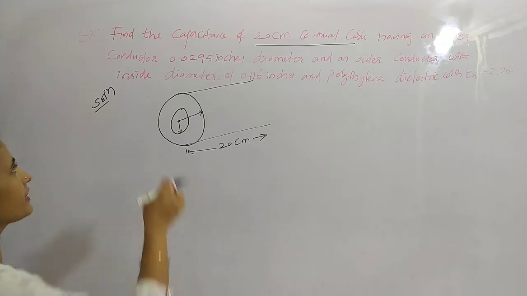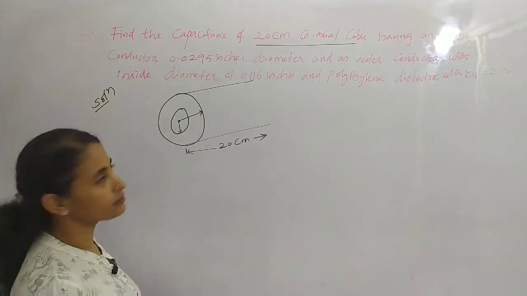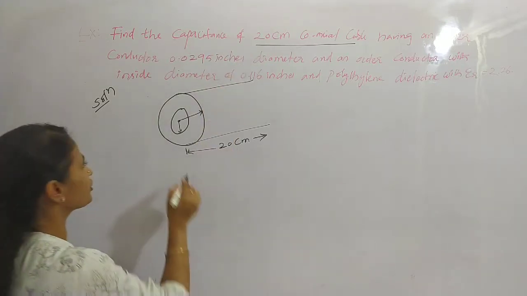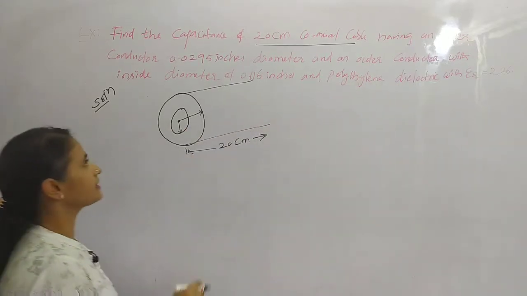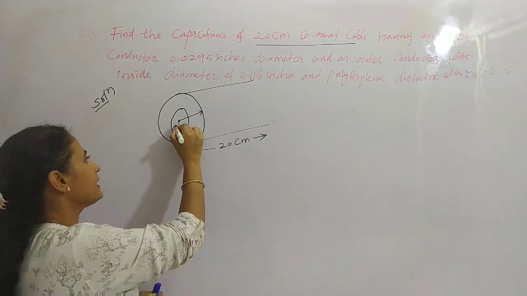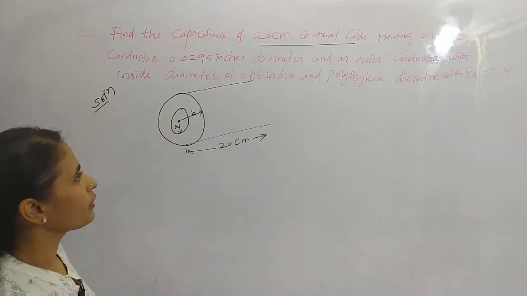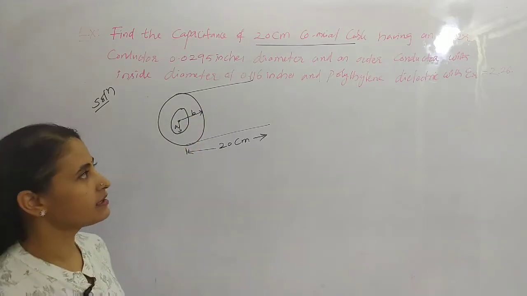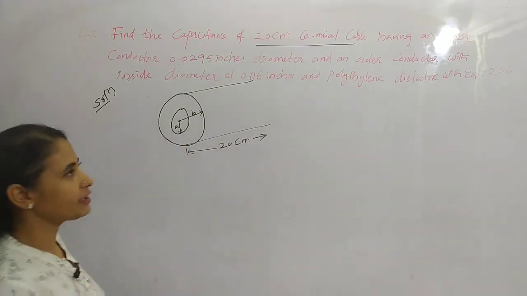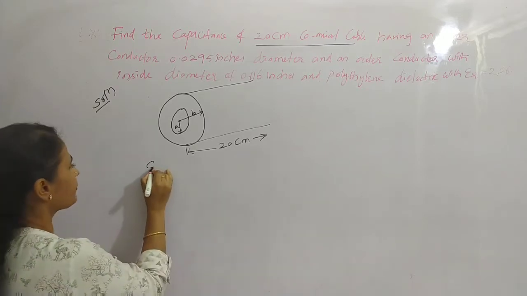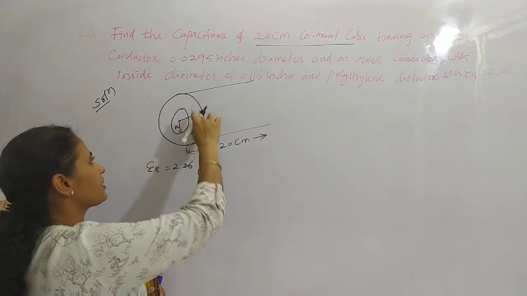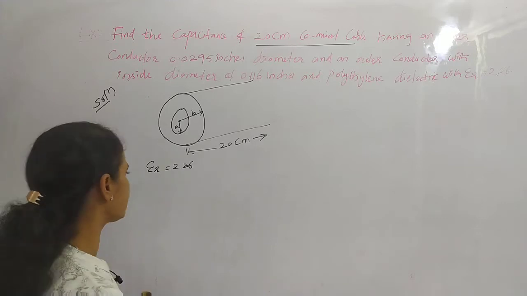The cable has an inner conductor of 0.029 inches diameter. The diameter is given for the inner conductor, and the outer conductor has a diameter of 0.116 inches. Now, what is the medium between these two conductors? There is a polythene dielectric medium with a relative permittivity of 2.26. So a polyethylene dielectric medium is there in between both the conductors.